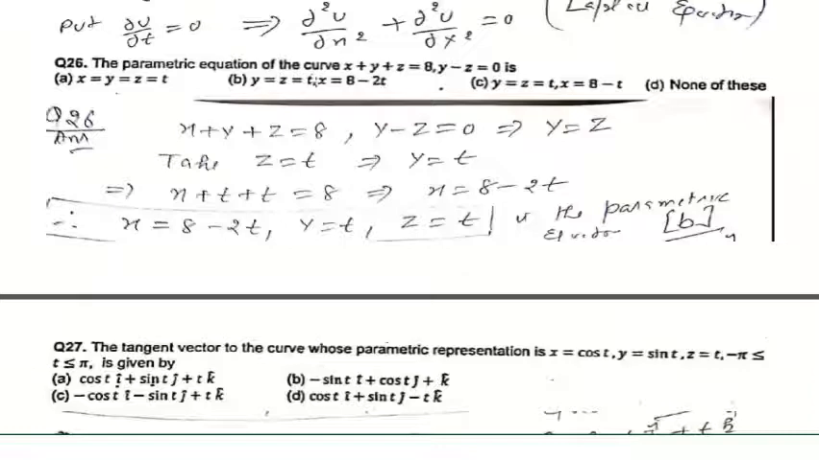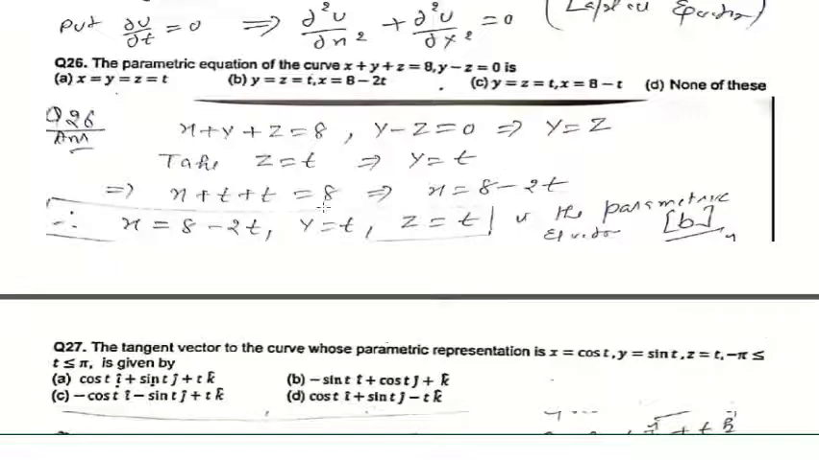The parametric equation of the curve x plus y plus z is equal to 8 and y minus z is equal to 0. So whenever you are asked to write the parametric equation, that means you have to convert every variable in terms of a single parameter. So take z is equal to t. So we'll take z is equal to t, we'll get y is equal to t.